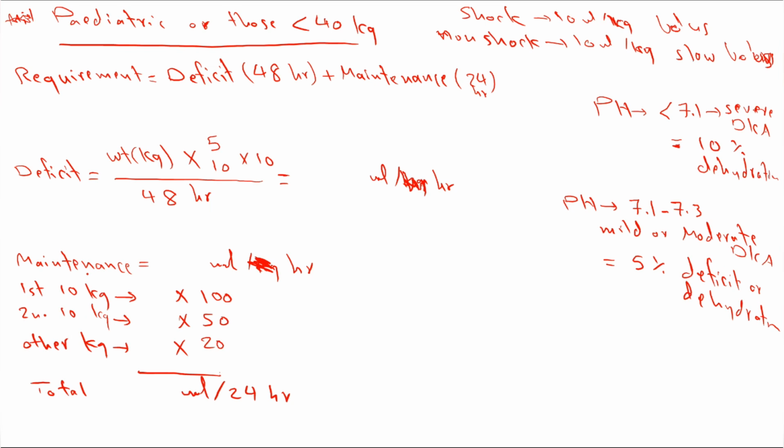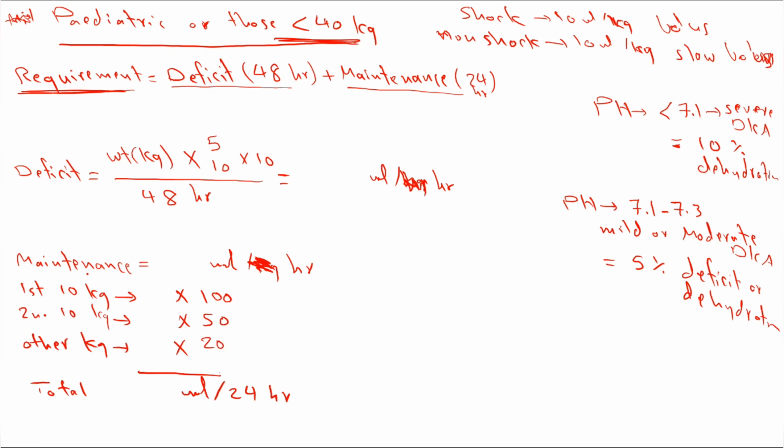In pediatric patients, in children, and those who are underweight, weight less than 10 kg, it is better to have another type of fluid calculation. This fluid calculation is somewhat complicated, but I will try to make it easy for you. You give normal saline or Ringer's lactate, better to give normal saline. Requirement is equal to the deficit over 48 hours plus maintenance over 24 hours.